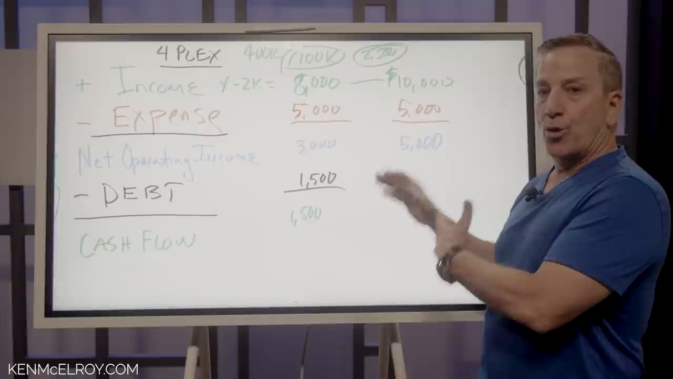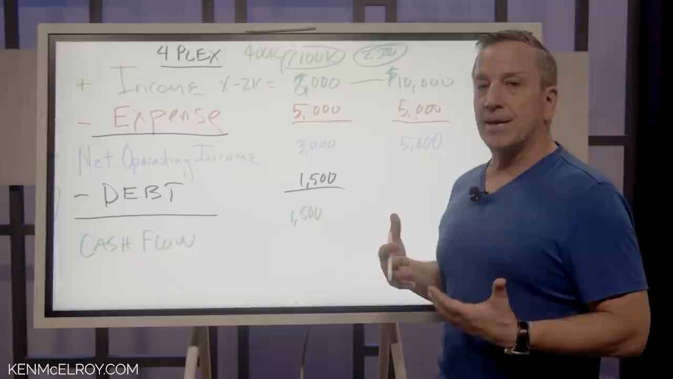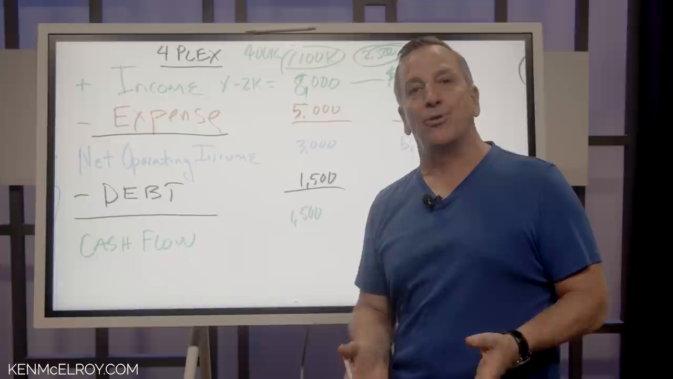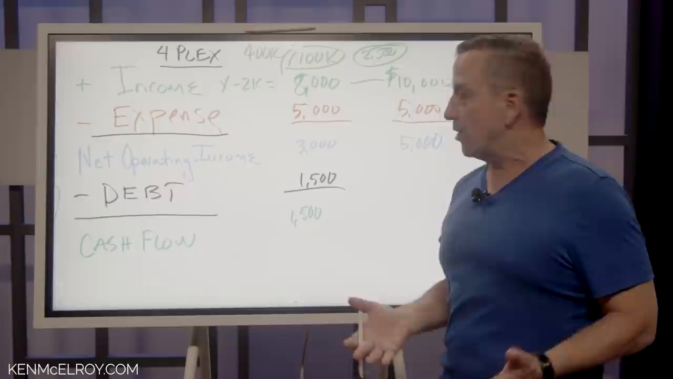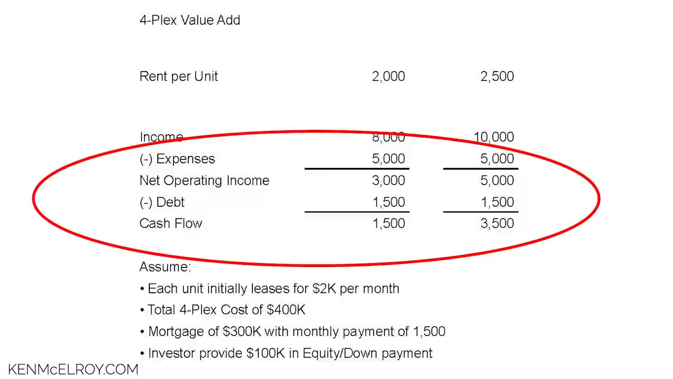As an example, there are plenty of things that you can do inside on the utilities, on the insurance, on the property tax appeals, etc., to be able to lower the expenses as well. But for this purposes, let's just say that you saw a value add opportunity of $500 a unit and you were able to grow the income by $2,000 a month. Okay, so your debt is going to stay about the same, and we'll keep that at $1,500. So now your cash flow is $3,500.